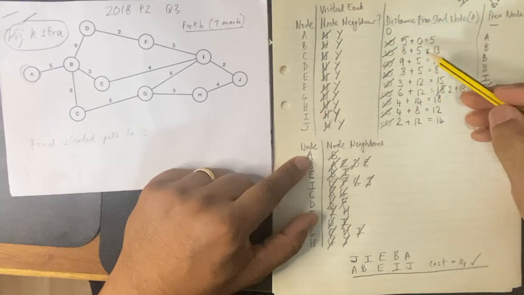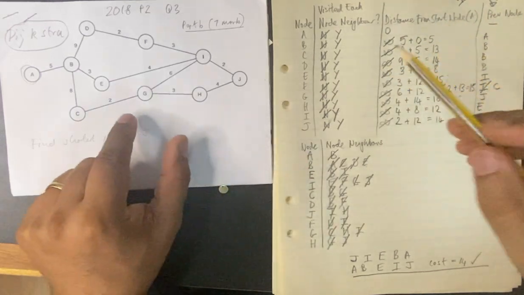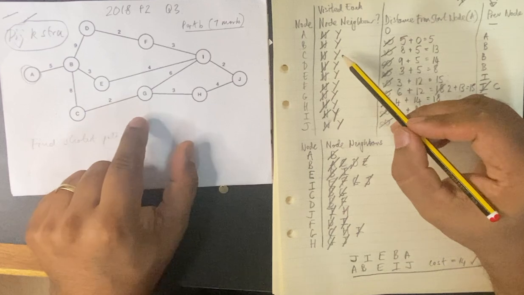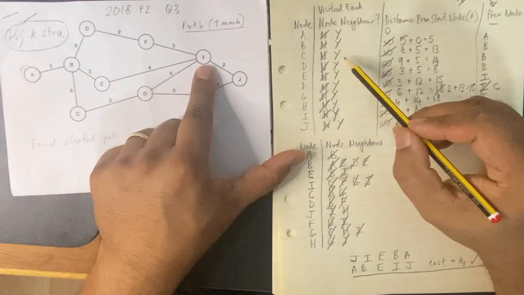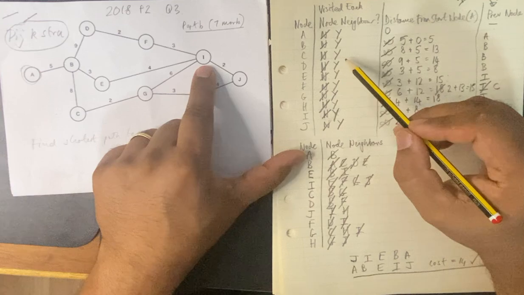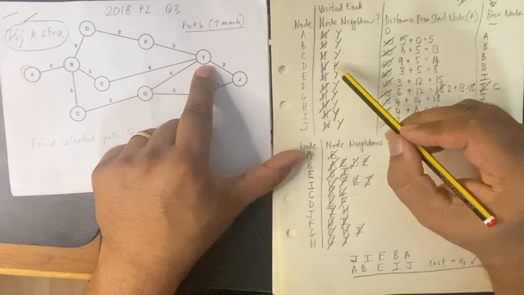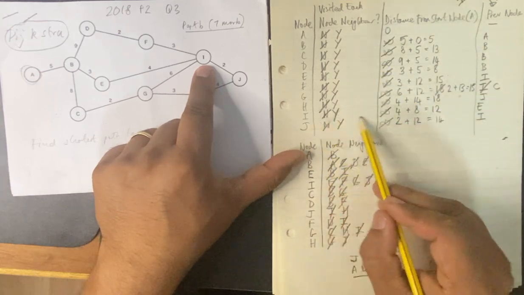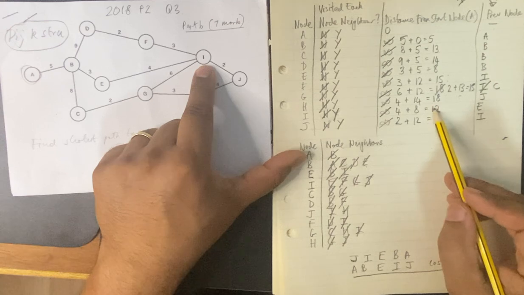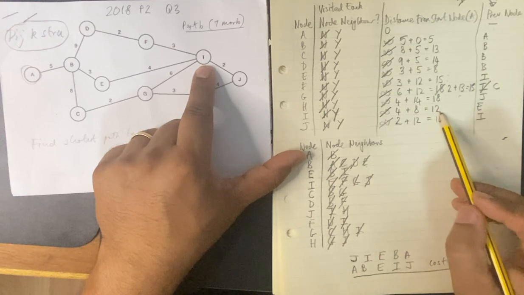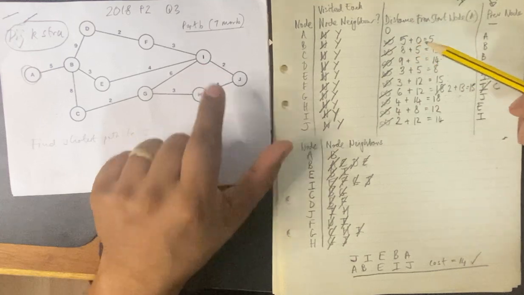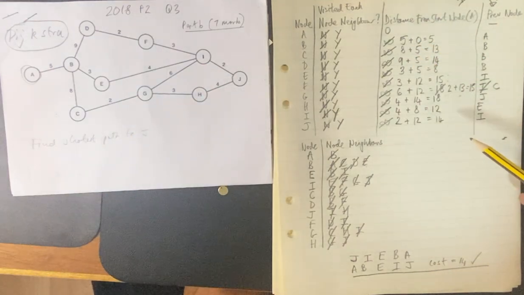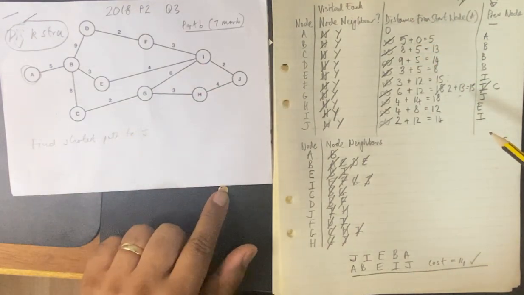But just to show you, let's say what's the shortest distance of I? Well, we'd look that up here. It's going to be 12. Okay?